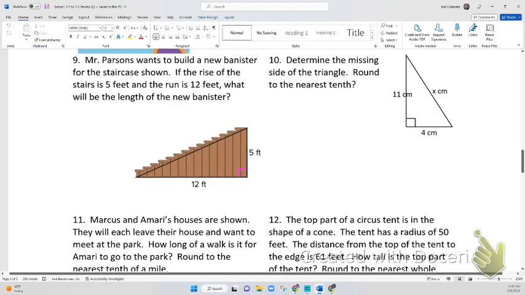For number 9, Mr. Parsons wants to build a new banister for the staircase shown. If the rise of the stairs is 15 and the run is 12, what will be the length of the banister? So they want to know what this piece is going to be.